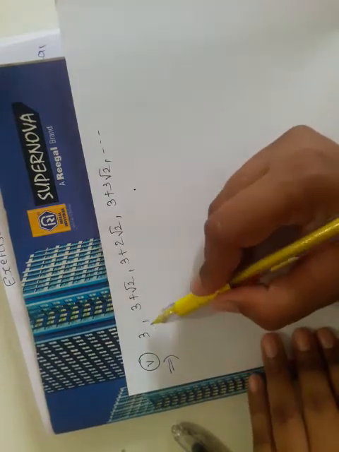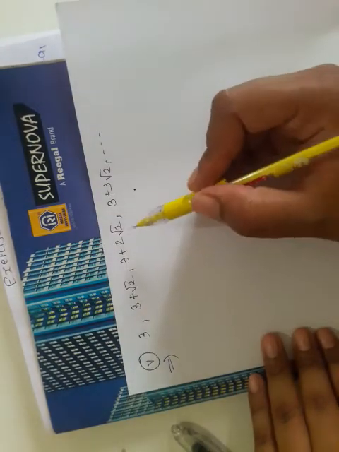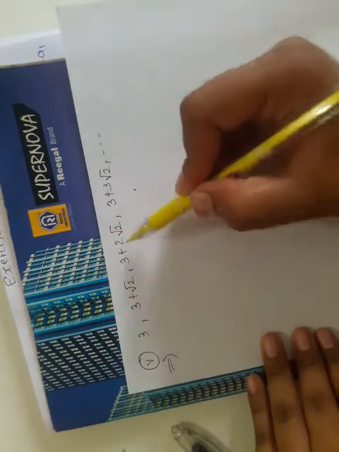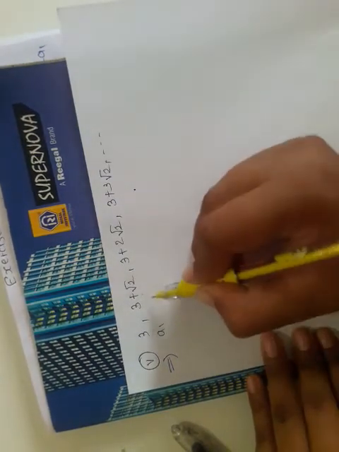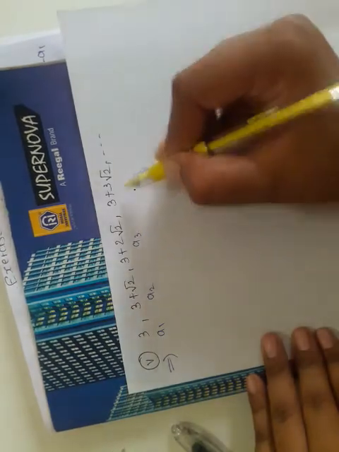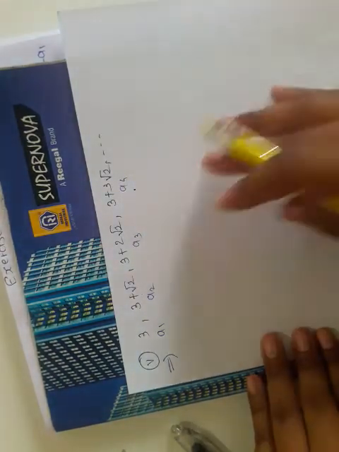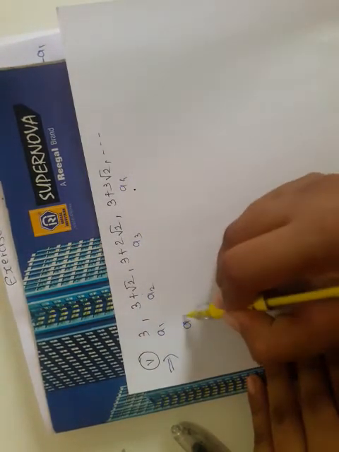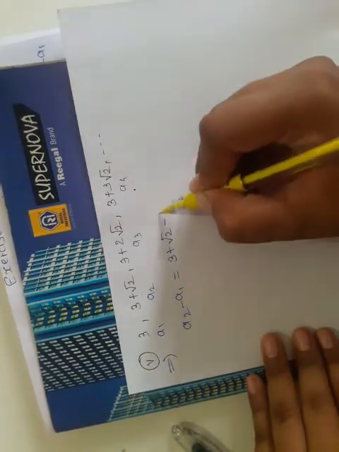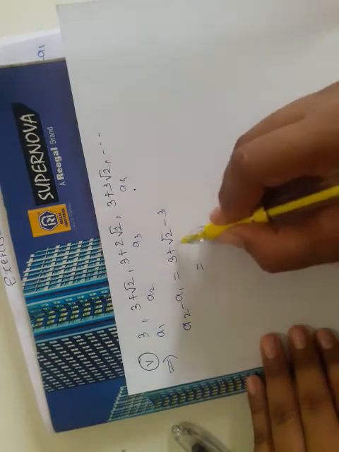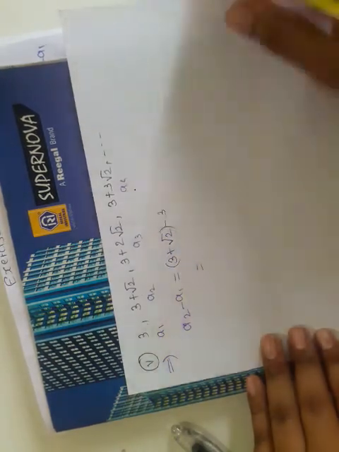Here the sequence is given to us. We have to show whether the sequence is an AP or not: 3 plus root 2, 3 plus 2 root 2, 3 plus 3 root 2. Again denote them as A1, A2, A3 and A4. Now find the common difference between each and every term. So A2 minus A1 is equal to 3 plus root 2 minus 3.